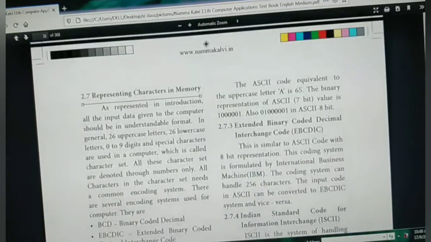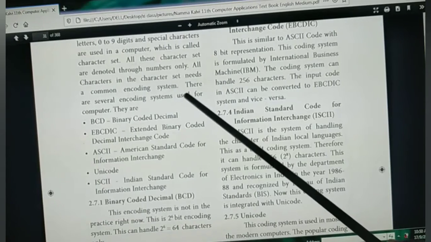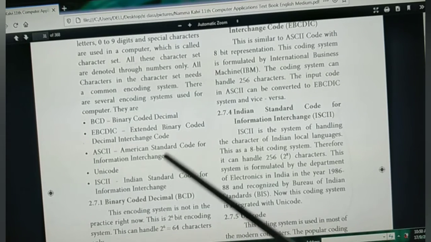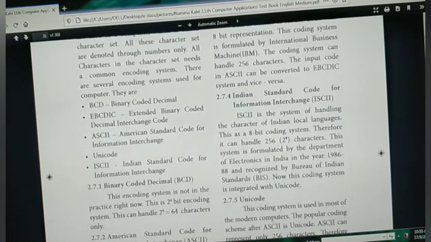And next you have another 5 mark question. It is representing characters in memory. It is another extra 5 mark question. From ISCII till Unicode you have to mark, along with the introduction. All of these you have to write, and for each of them explanations are given here. Mark everything. It is an extra 5 mark question.